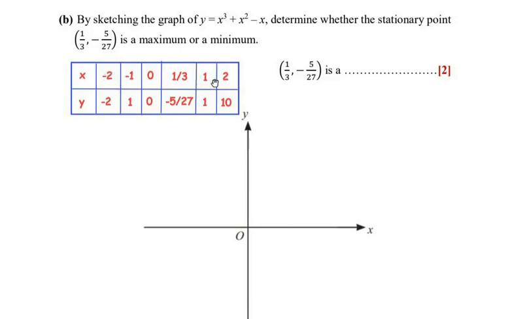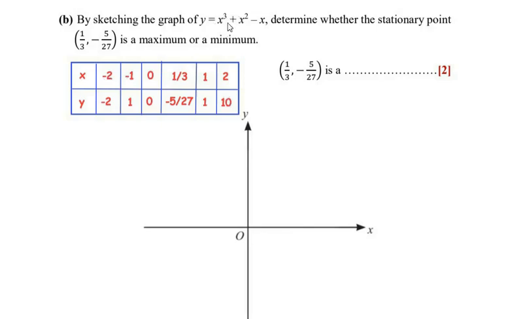Now you can choose any of the values. Now here I have chosen the values of x from -2 to +2, and I have also included the x coordinates which we had got in part A of this question, that is -1 and 1/3. So starting with -2, -1, then 0, 1/3, 1 and 2. Now here I have already written the y values. So let me show you the substitution, starting with -2.